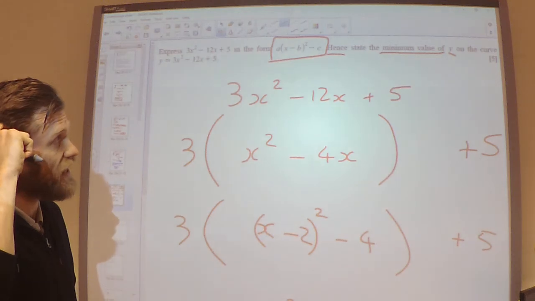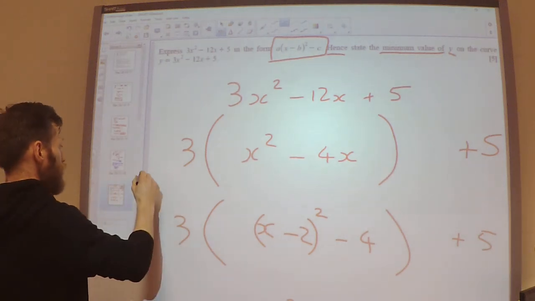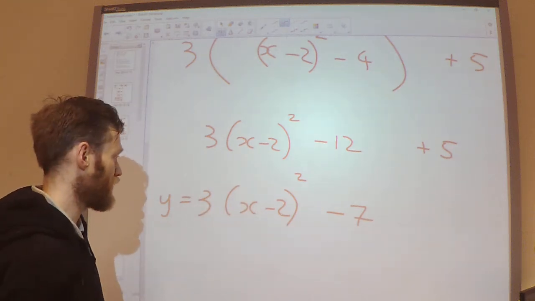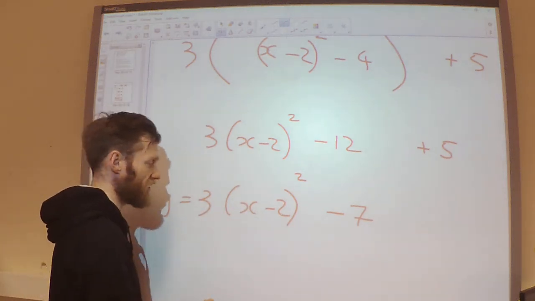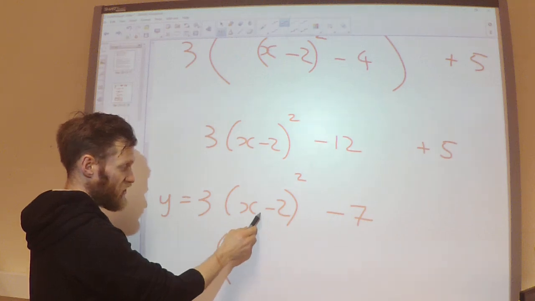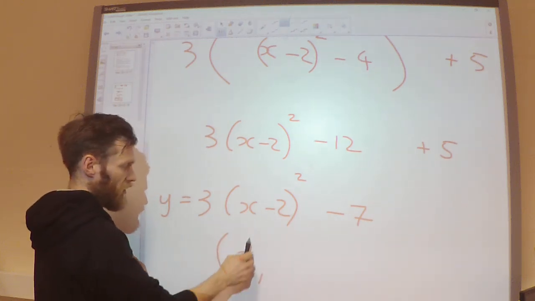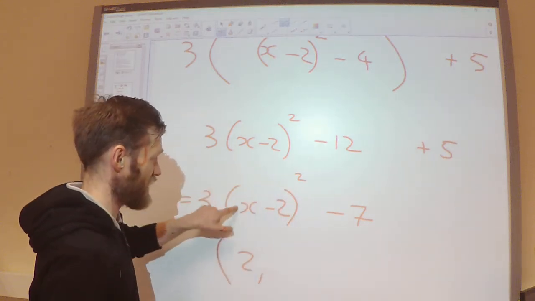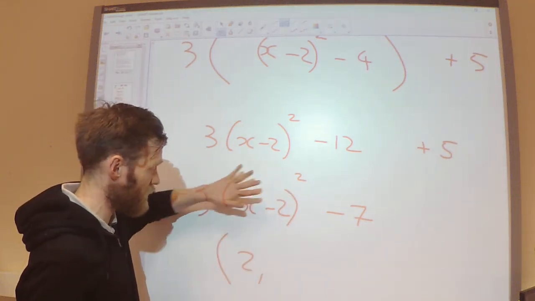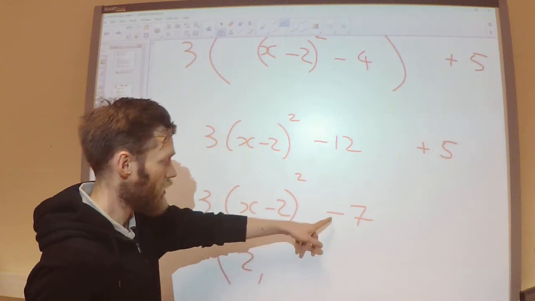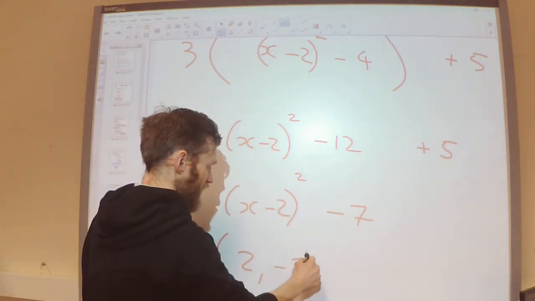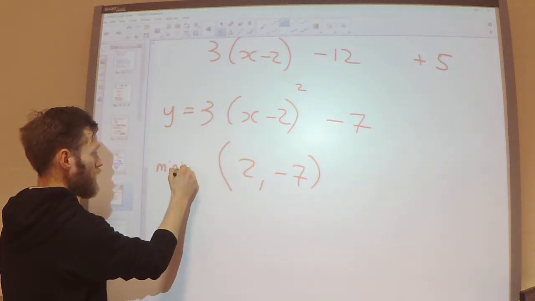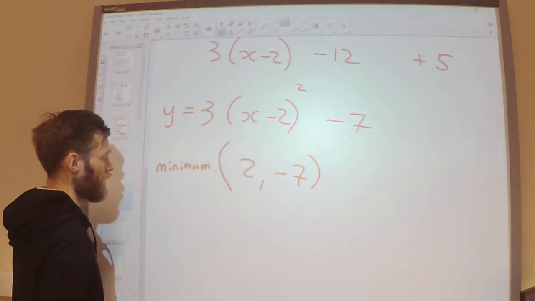And it says, hence state the minimum value of y on the curve where y is equal to that expression. So the minimum value here is going to be, when x is 2, I'll get 2 minus 2 is 0. So this whole thing here will be 0, times by 3 will be 0, so all of that is 0. And the y will just be minus 7. So this is my minimum point. There we go.